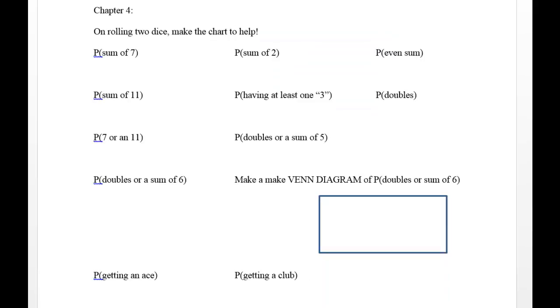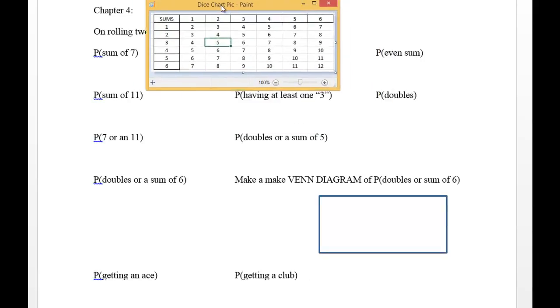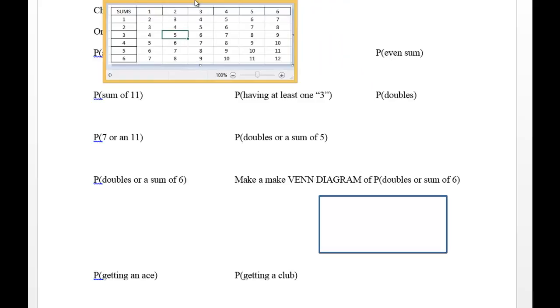There we go. Let's get the pick back. All right, so now we're on to the next three. The probability of sum of 11. Okay, so the sum of 11, it looks like I've got 2 of those right there, and I'm not going to mark that up right now.